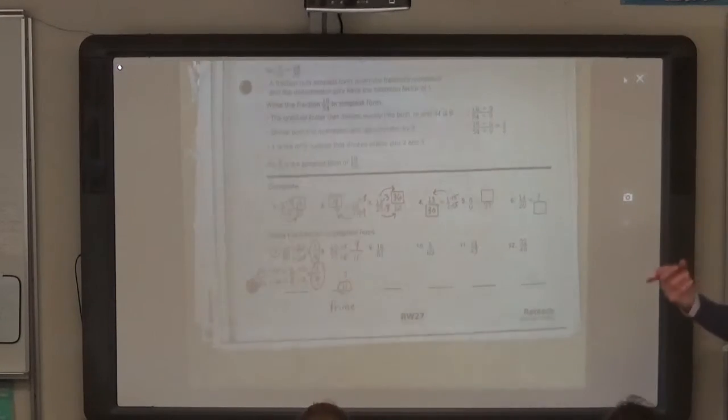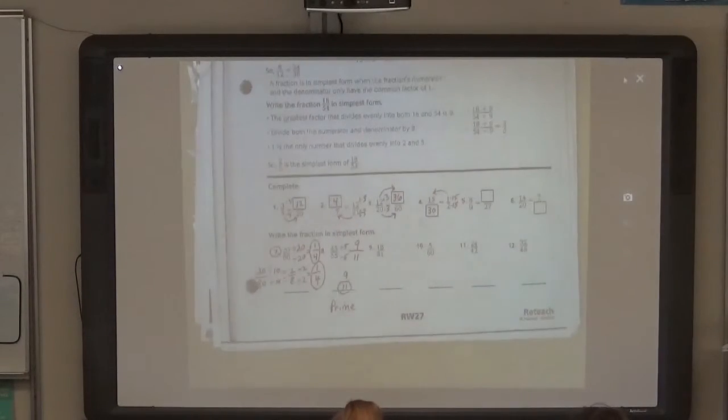If one of them is prime, and it doesn't go into the other one, okay? Or if they're both composite numbers, but they don't have any common factors. They're not both divisible by 2, or by 3, or by 5, and so on. Okay?